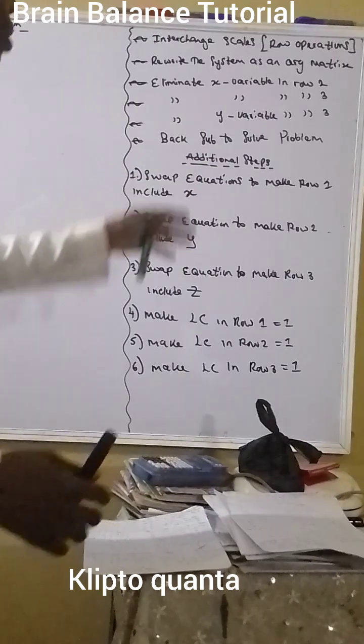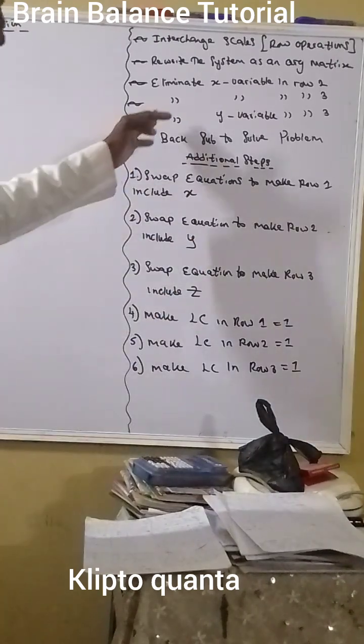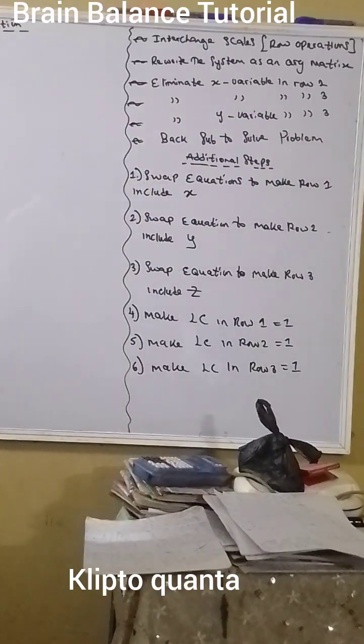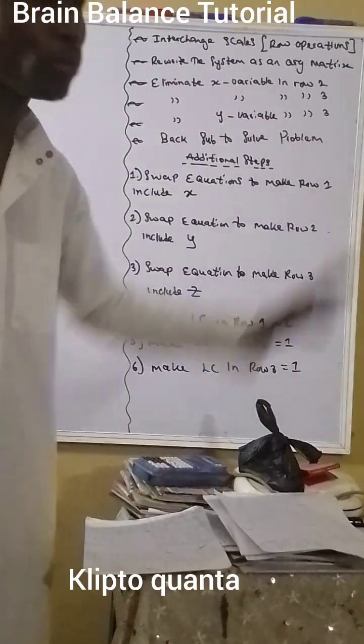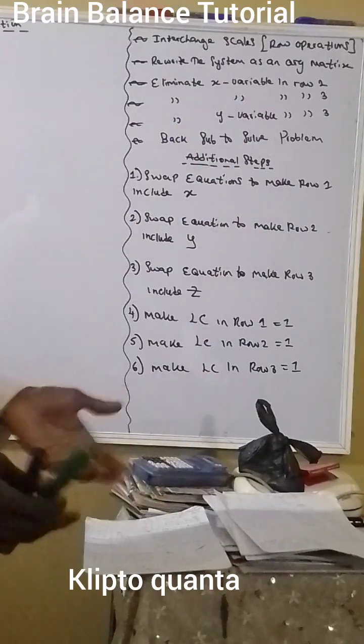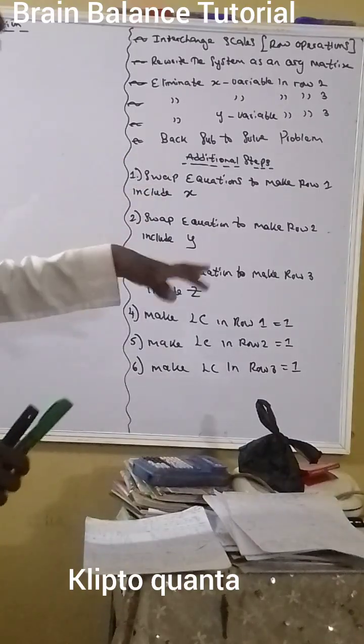Make sure you jot this down as we move on with the steps of calculation so that you can follow us. Now the third thing you need to do is eliminate the y variable in row 3. Then we use back substitution to solve our problem. That's bringing out the last part, then solving it to get the other one. Don't worry, we'll move on. You will understand better. Now these are some additional steps that you need to understand.